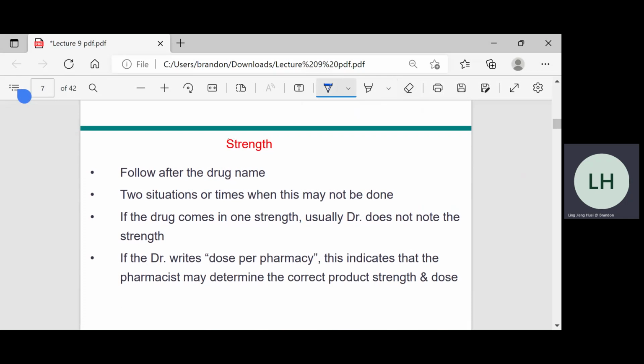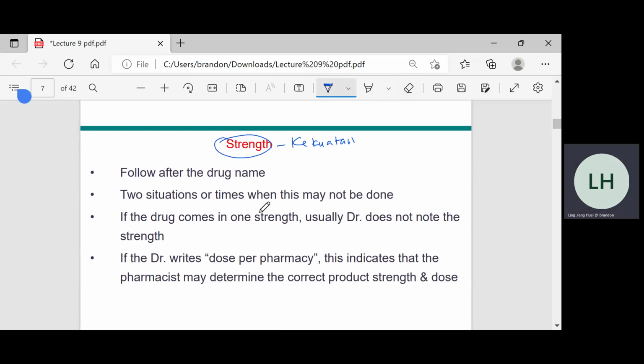Okay, strength. Strength refers to kekuatan ubat. So setiap kali kan kita menggunakan nama ubat, kita mesti indicate dia punya milligram, dia punya gram. So this strength normally we follow the drug name at the back.